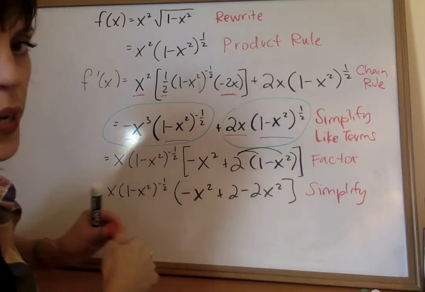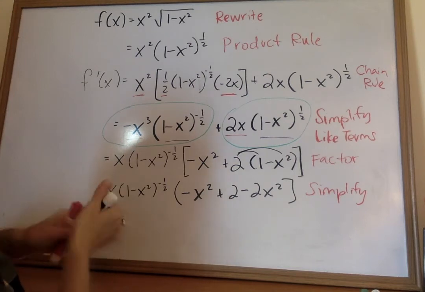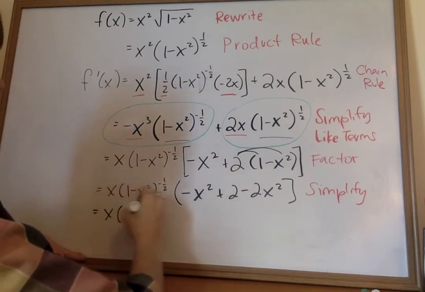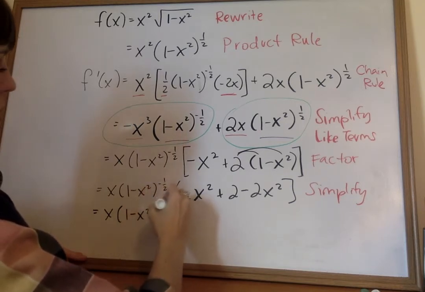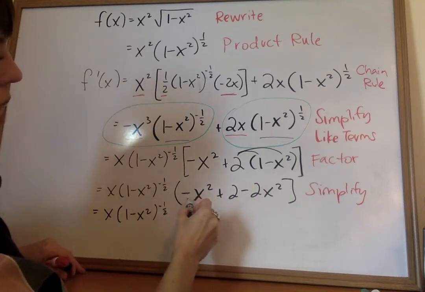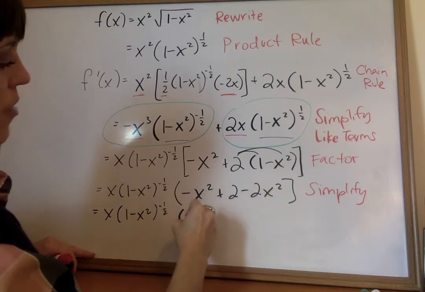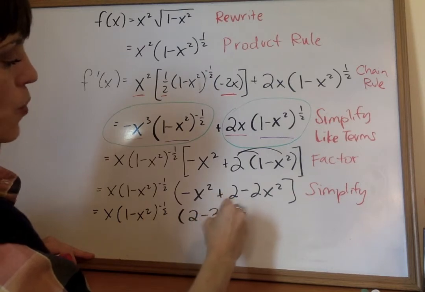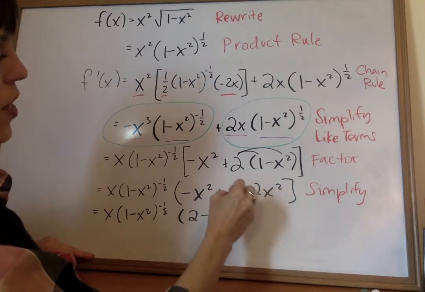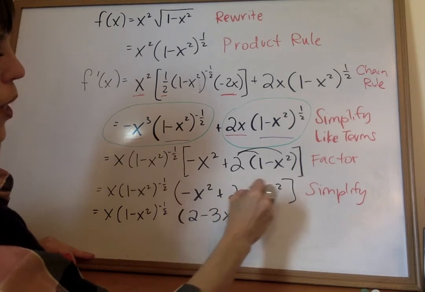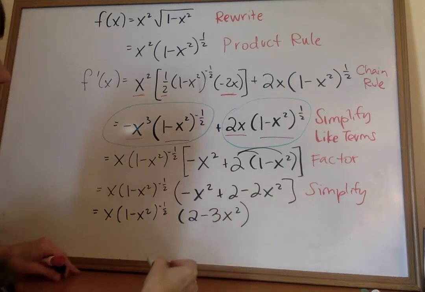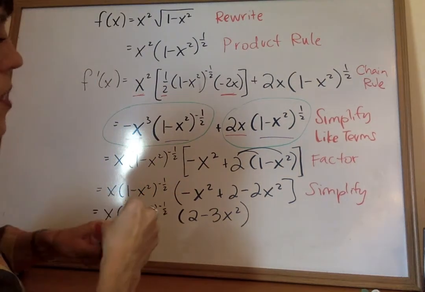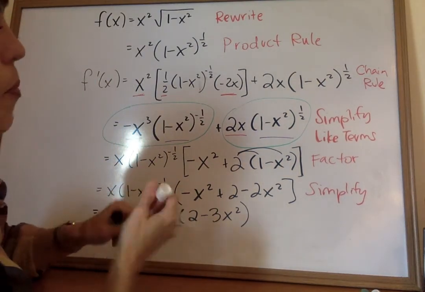Okay, so here's where we are. I see now, and again, I'm leaving my factors as they are, but I can simplify more. Negative x squared minus 2x squared is going to give me negative 3x squared, and I have a positive 2, so I'm going to do 2 minus 3x squared. So this is the 2, and the negative x squared minus 2x squared gave me negative 3x squared. Okay, we're almost done, I promise. So again, that was another simplify step.